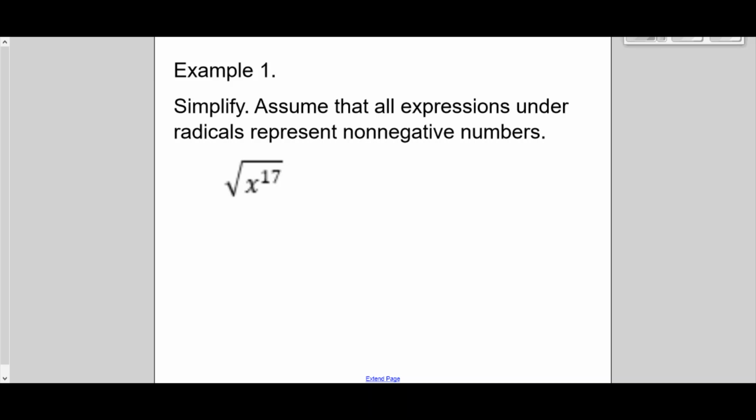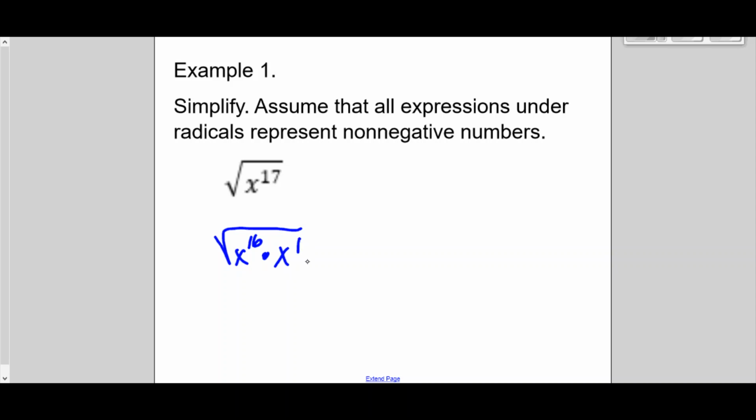So the square root of x to the 17. So 17 is an odd number. So what we'll do is we want to make 17 even. So the way that we'll do it is we're going to reduce the power by 1. So we're going to say this is x to the 16. But we can't just reduce the power by 1 and call it a day. We have to account for that one exponent that we're lowering by. So the way we do that is we multiply by x to the first.